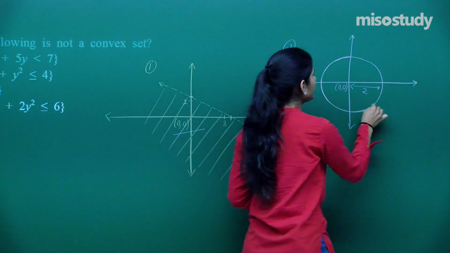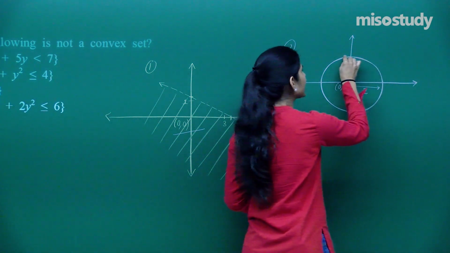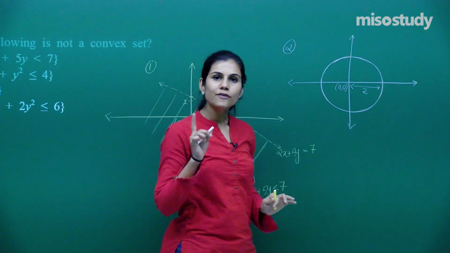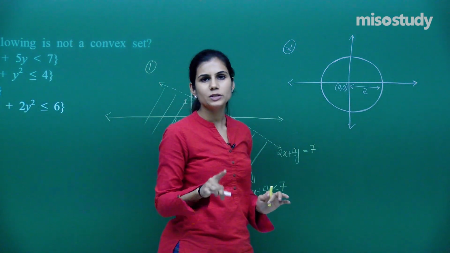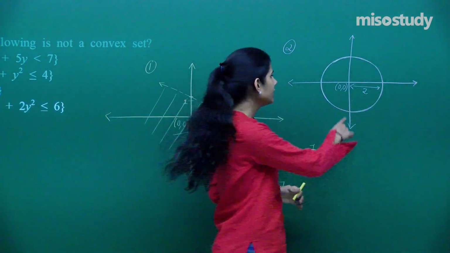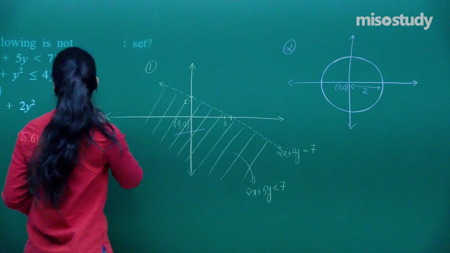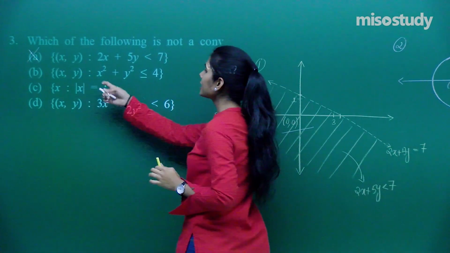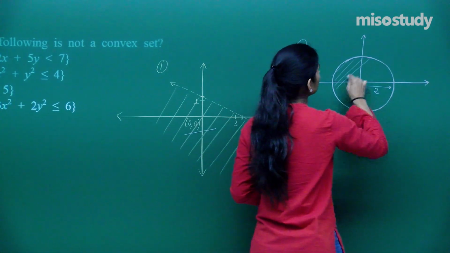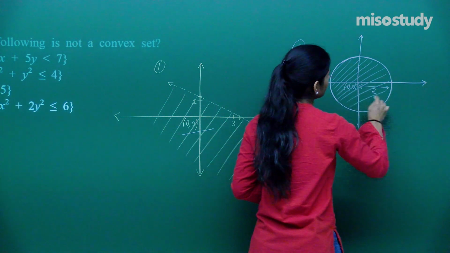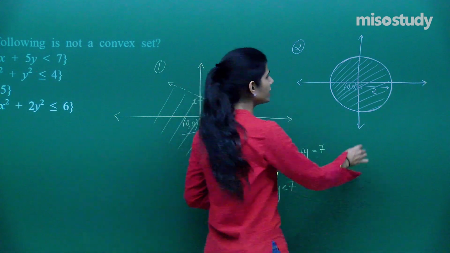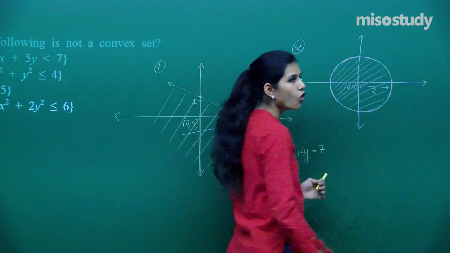X square plus y square equal to 4 is actually being satisfied by all the points on the circle. I want all those points x comma y which satisfy x square plus y square is less than 4. For that I will have to pick up a point which is not lying on the boundary, that is origin. So if I plug in x equals 0, y equals 0, I get 0 plus 0 is less than 4, which is true, and therefore the region consisting of the origin is going to be my feasible region. So the region represented by x square plus y square less than equal to 4 is the points inside the circle and the points on the boundary.